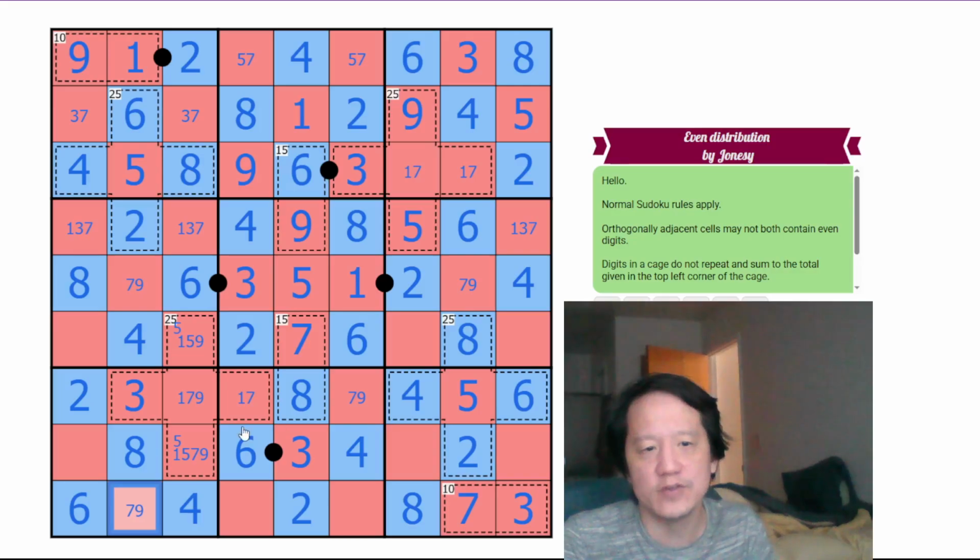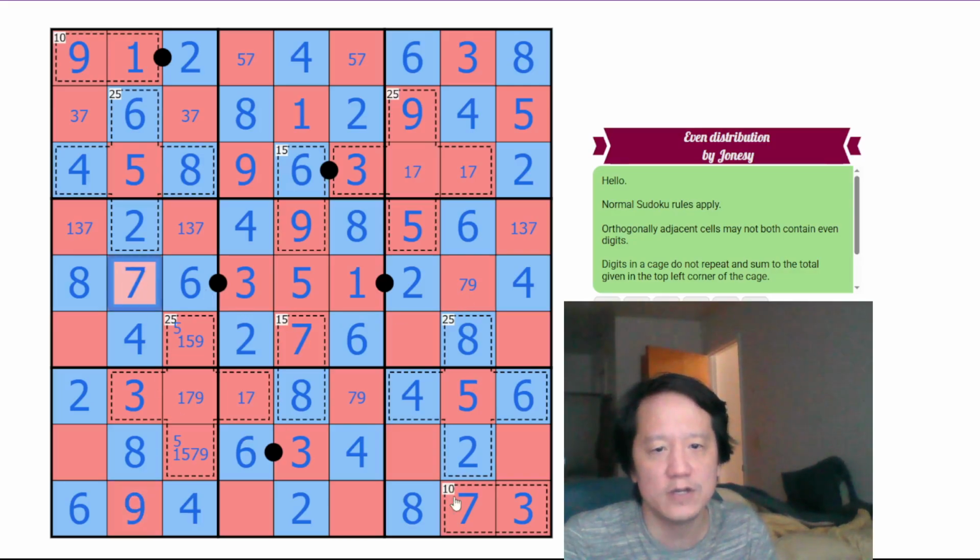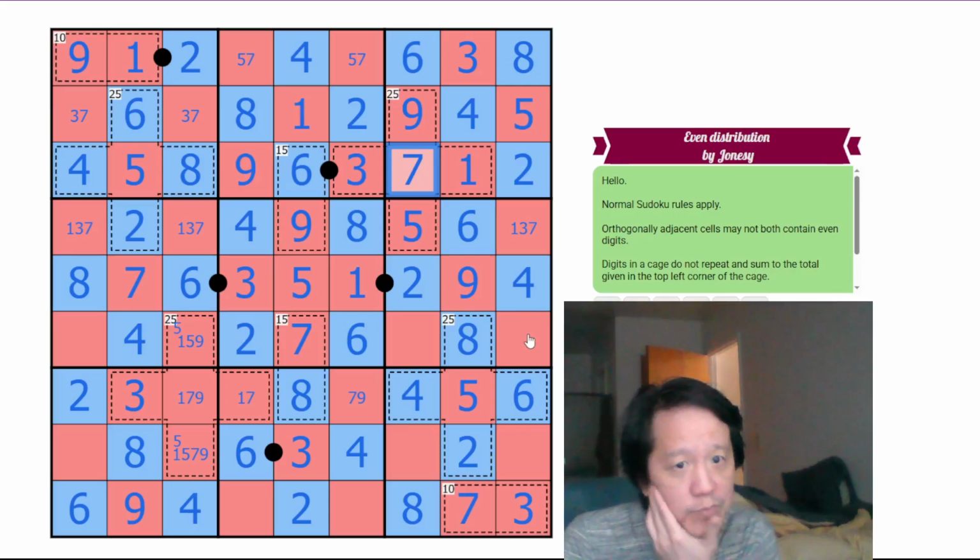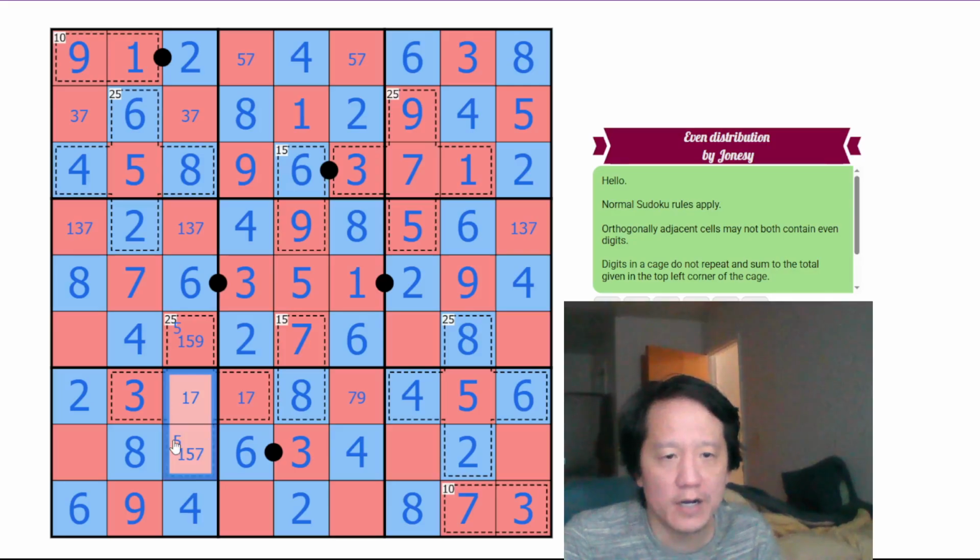7 eliminates 7 here, so that's 9, which makes this 7. It also eliminates 7 there, so that's 9. 7 eliminates 7 here, so it's 1 and 7 there. 9 eliminates 9 in the rest of the box, so we have a 1-7 pair now in row 7, and in that cage, which eliminates 1 and 7 in the rest of the cage.